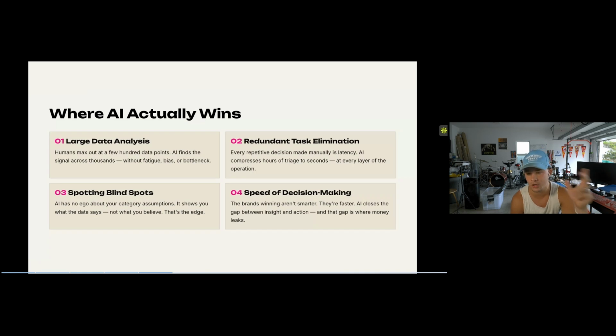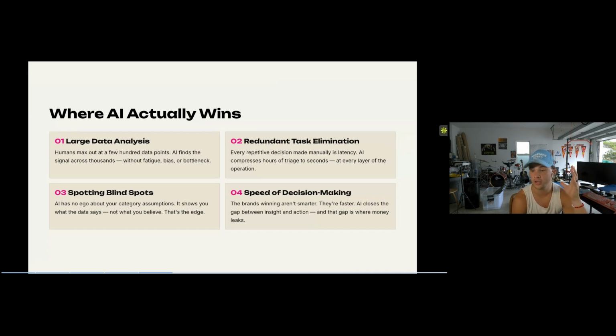The second is redundant task elimination. This is more obvious. Any repetitive task or decision, things you have to do that are kind of a waste of time, that aren't optimizing for your thinking and strategic capacity, AI should work to eliminate that, frankly, and replace it entirely. Three, and this is a very common missed one, but perhaps in the long term the most valuable, is spotting blind spots.